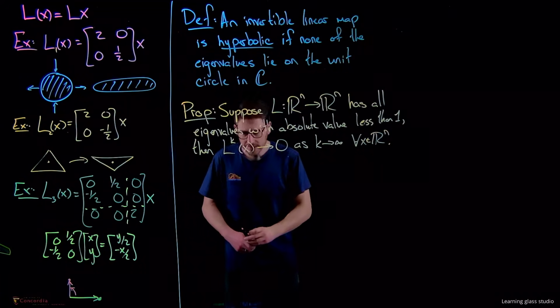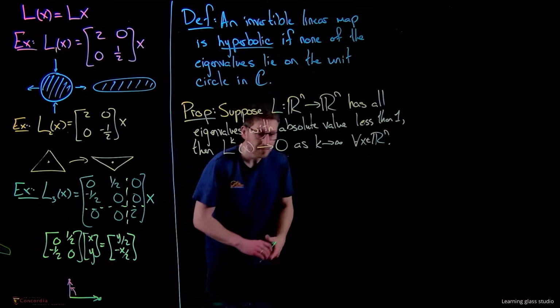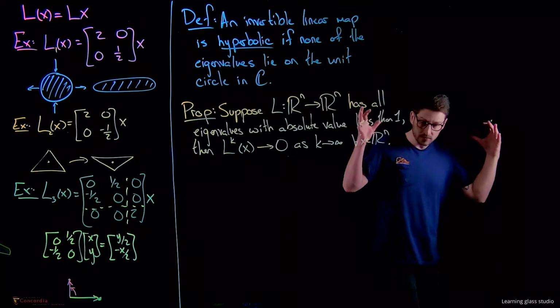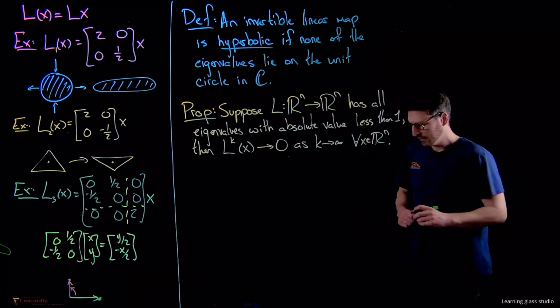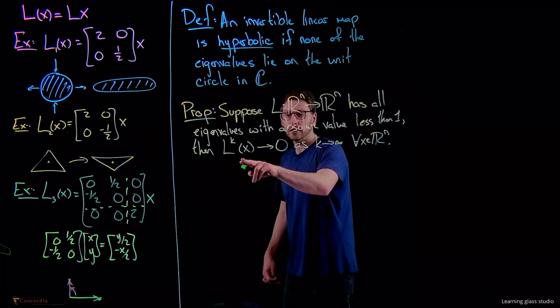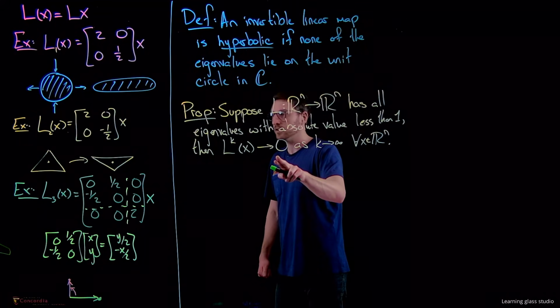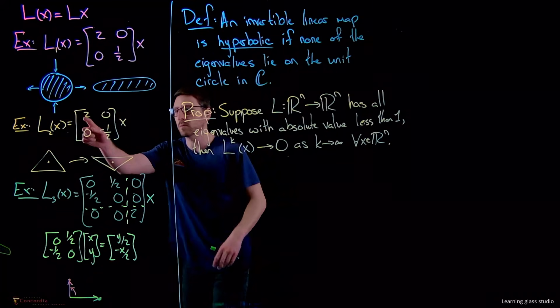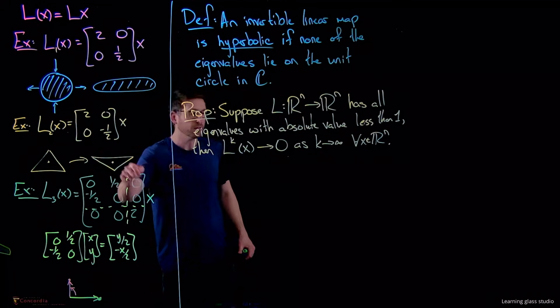So effectively, that's saying that you have a contracting map, right? It is contracting in every single direction in this case. And that means that you are collapsing into 0, okay? So an example of this would be 1/2 and minus 1/2, right?